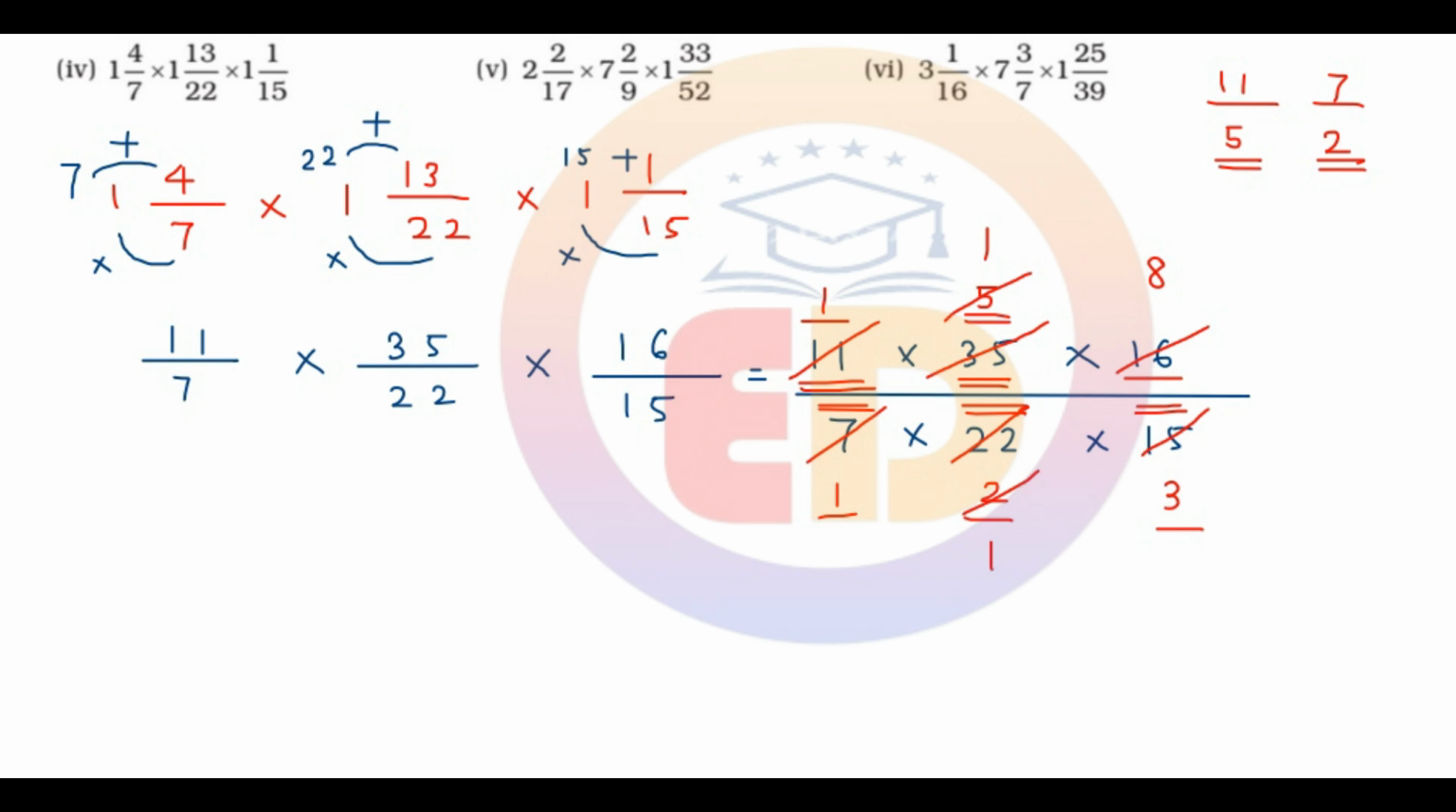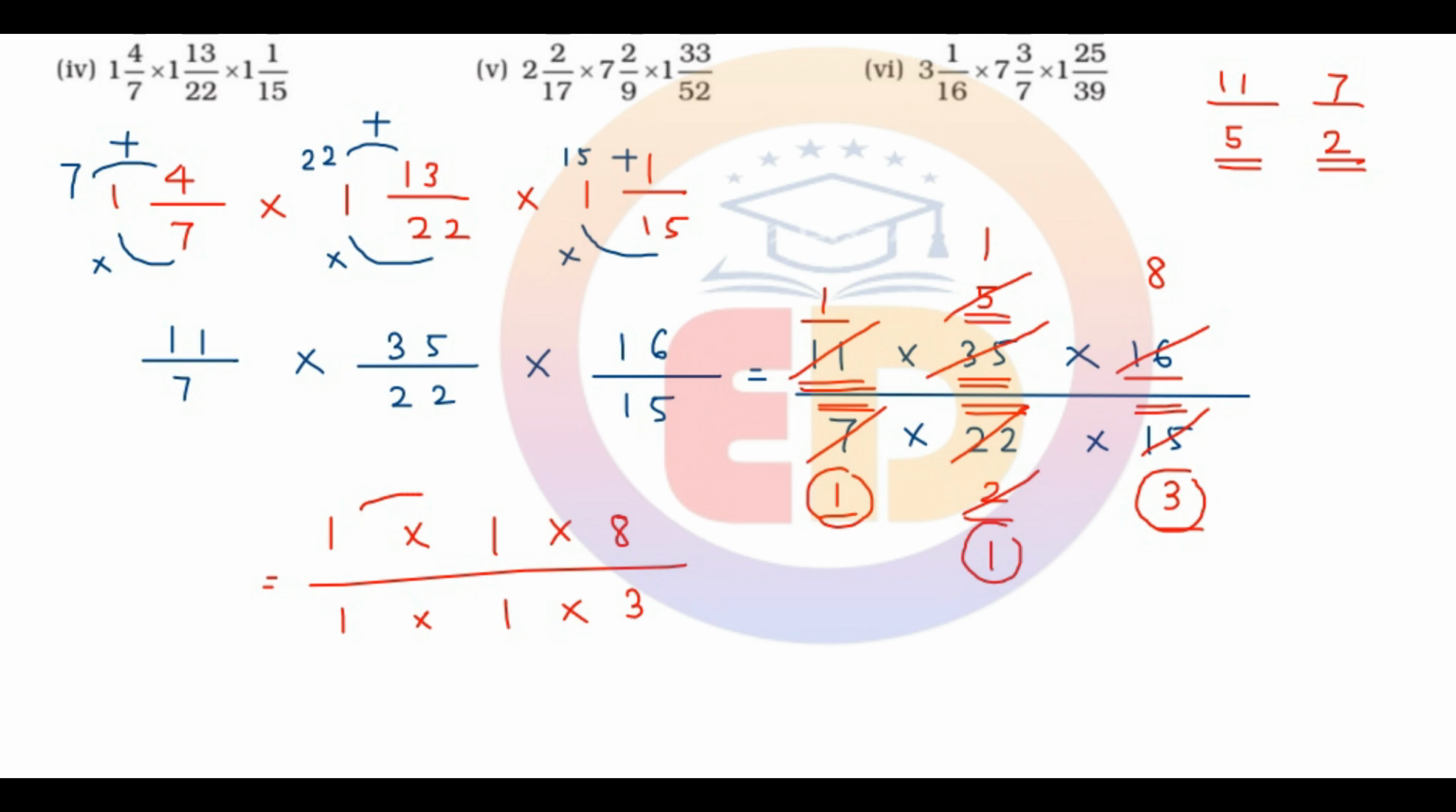Now friends, in the numerator I have 1 multiplied by 1 multiplied by 8. In the denominator, I have 1 multiplied by 1 multiplied by 3. Now you see that there is no number in the numerator and denominator which can be divided by the same number. So this will be our final value. 1 into 1 into 8 is 8 upon 1 into 1 into 3 will be 3. This will be our final answer. If you want to convert it into a mixed fraction, it will be 2 whole 2 upon 3.